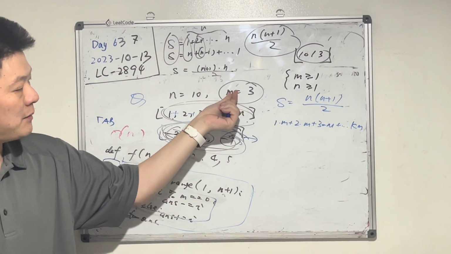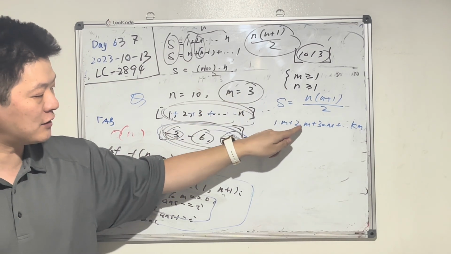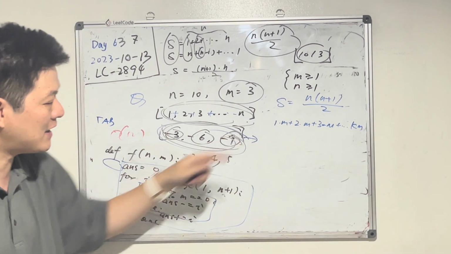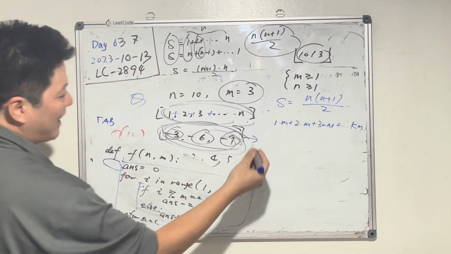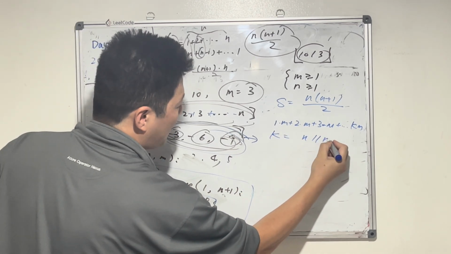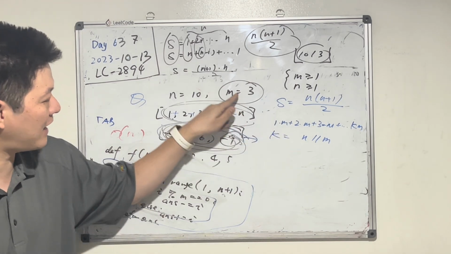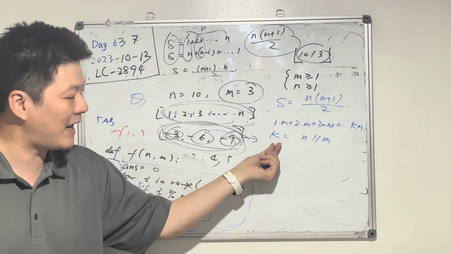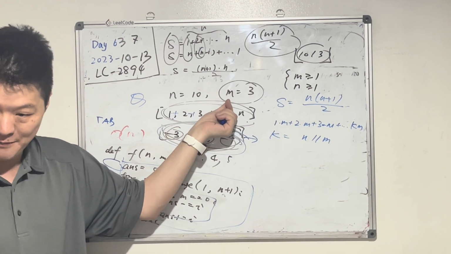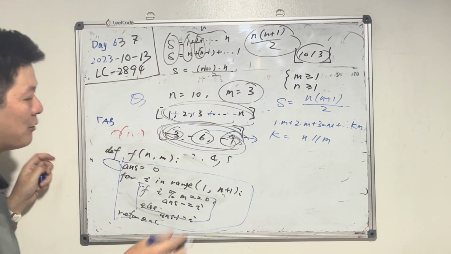Because we are looking for multiples of m. So 1m plus 2m plus 3m plus till km, okay? So what's this k? We know k, right? K equals n divided by m. We can get that. In this case, it's 10 divided by 3. We know there are 3 numbers which are multiples of m. Okay, so what's the sum of this?